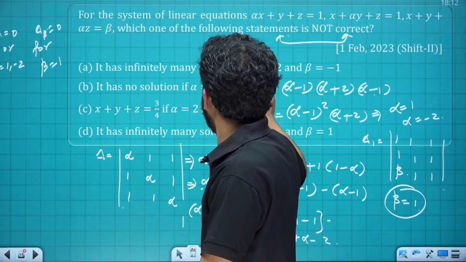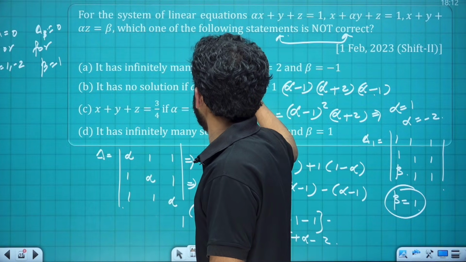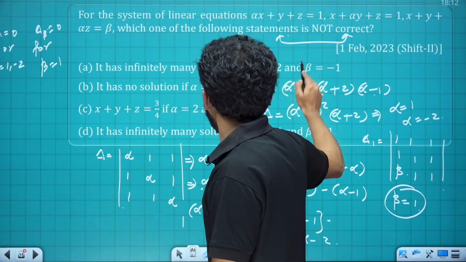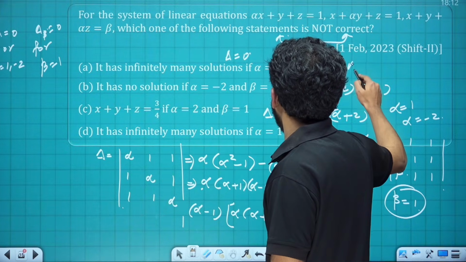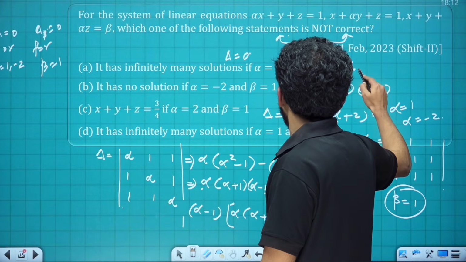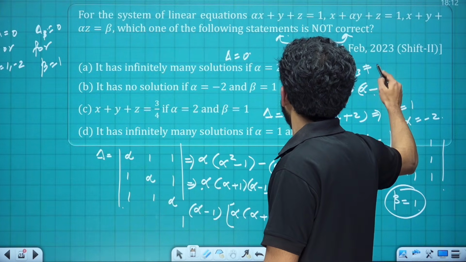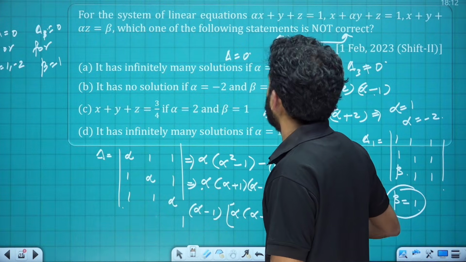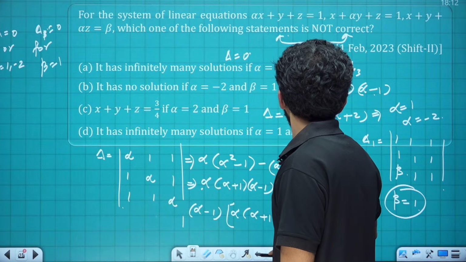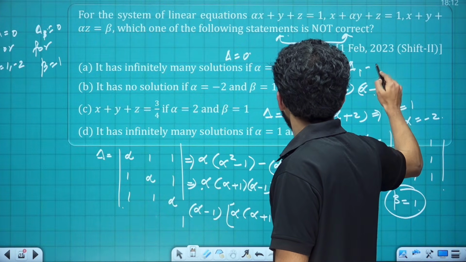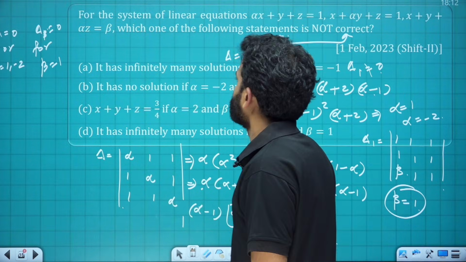Because if alpha is equal to 2, then the value of the determinant is 0. And if beta is equal to minus 1, then the value of the determinant, determinant of 3 we can take, is not equal to 0. Okay, then how will you see? Sorry, determinant 1, delta 1, is not equal to 0.